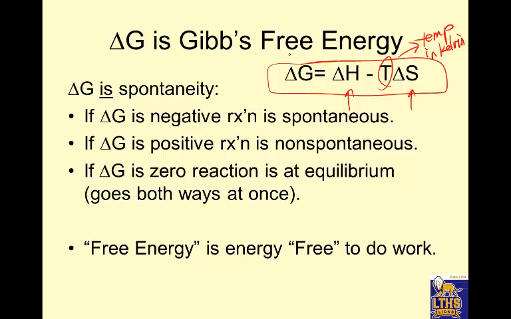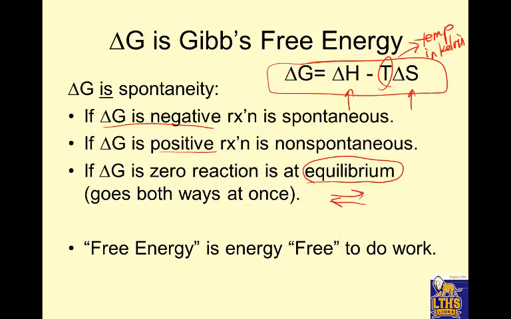Because if a reaction releases free energy, then it's a spontaneous reaction. If delta G is negative, the reaction is spontaneous. If delta G is positive, the reaction is not spontaneous. If delta G is 0, we have a situation called equilibrium, which is our next chapter. So actually, equilibrium means the forward reaction and the reverse reaction are happening at a constant rate.